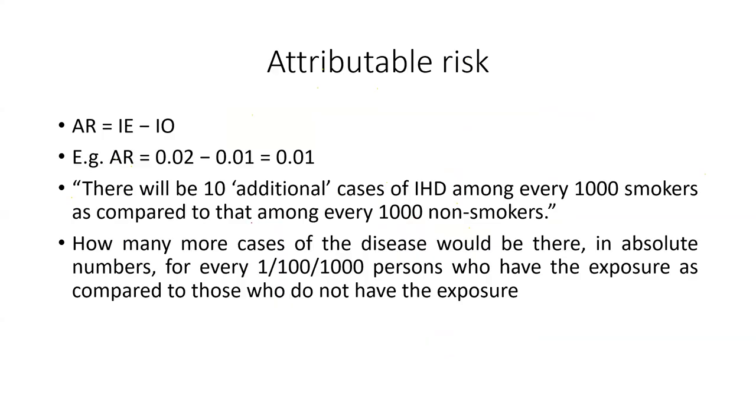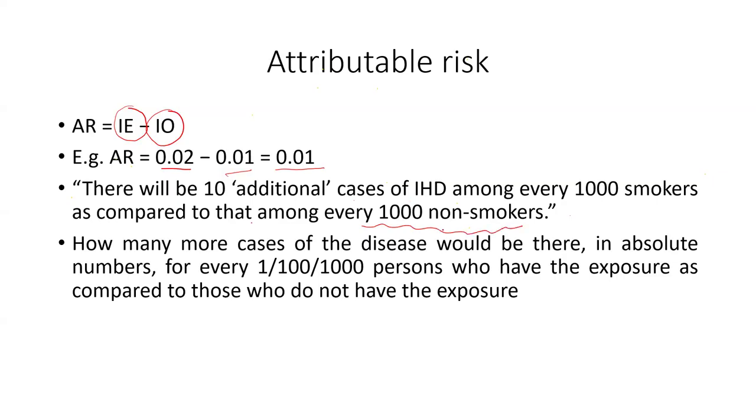So this is something which you need to read up from this particular book, to understand what is known as attributable risk. This is the formula: now instead of dividing, you are subtracting the incidence in the unexposed from the incidence in the exposed. So if the incidence in the exposed is 0.02 and the incidence in the unexposed is 0.01, you subtract and you get 0.01. This means that for 1,000 smokers, there are going to be 10 additional cases of IHD compared to the number of cases in 1,000 non-smokers.